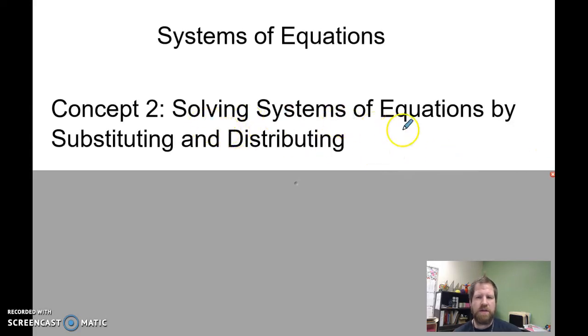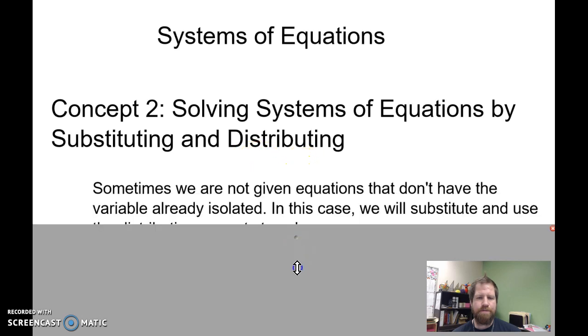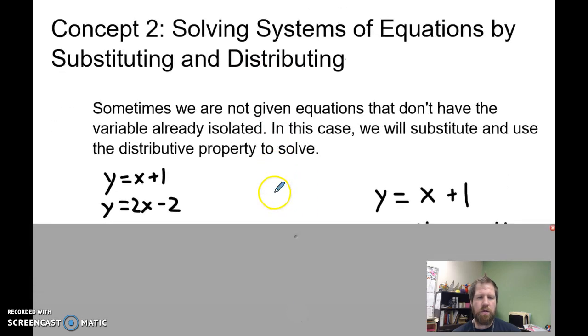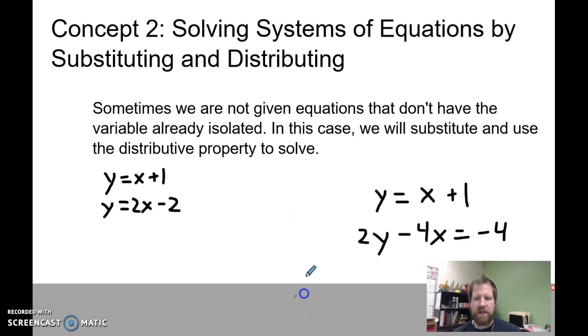Concept 2, solving systems of equations by substituting and distributing. When we have a system of equations where one variable, usually y but it can be x, is already isolated in both equations, it's pretty easy to substitute and then solve that equation. But sometimes we don't.